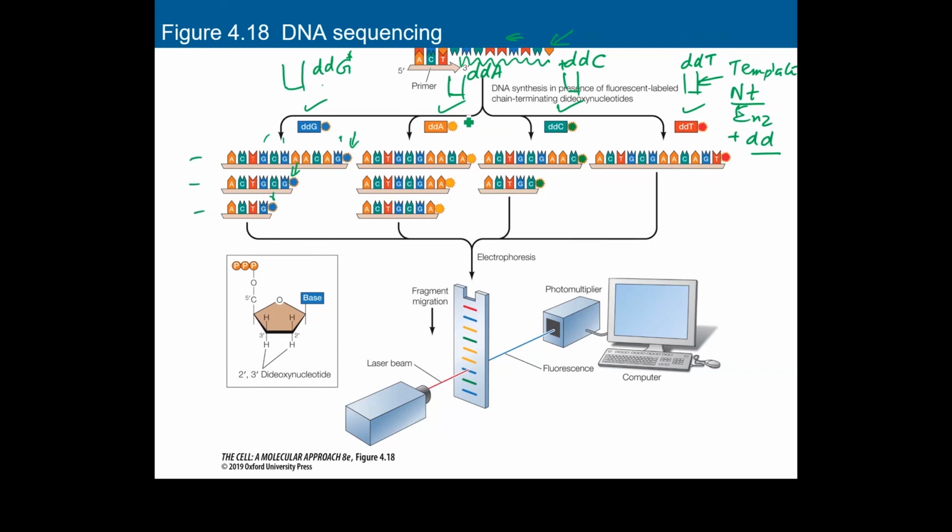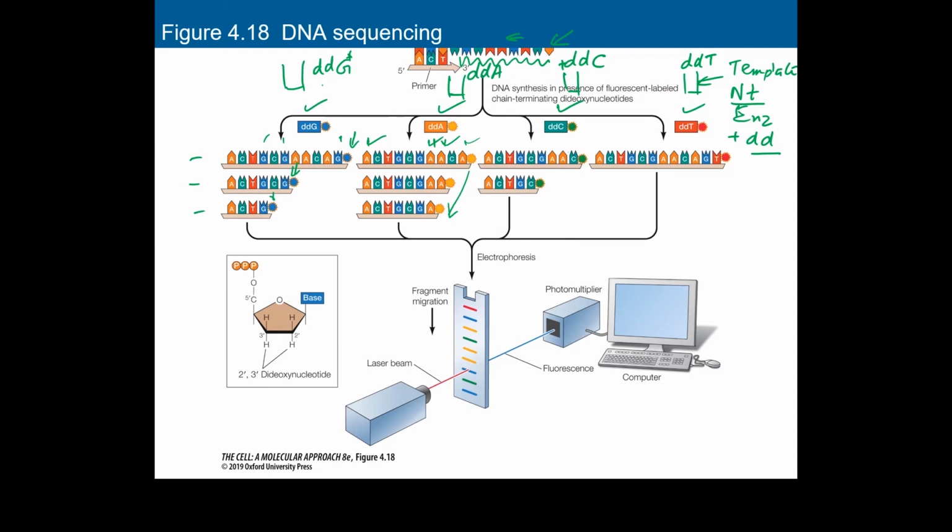Same thing will be done with A, because wherever there is A being incorporated, the chances are that some of them will have dideoxy added here, or here, or here, or here, and you will see all of them together. Same thing in the case of C, same thing in the case of T. And then he would pull them together in a single tube after doing those separate reactions, and run them on gel electrophoresis.